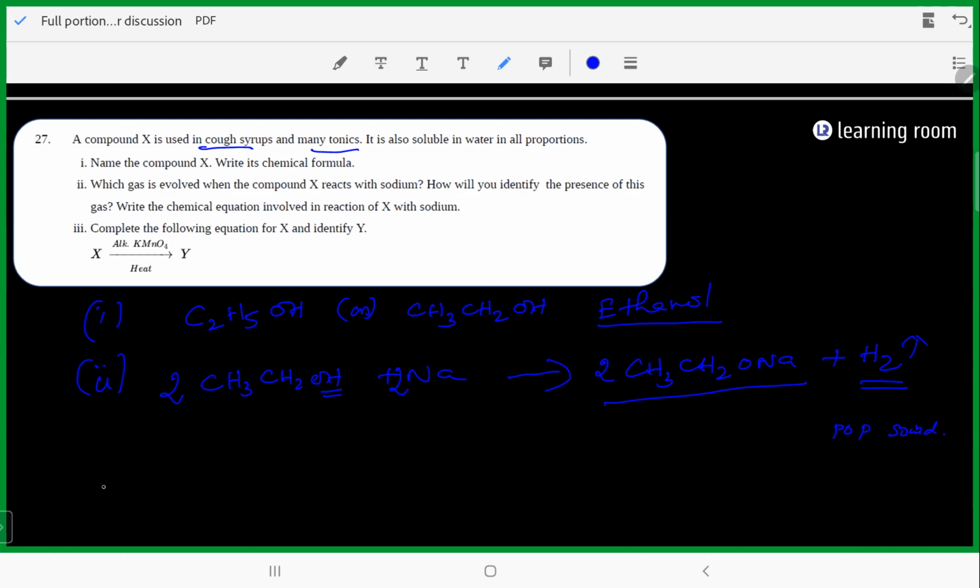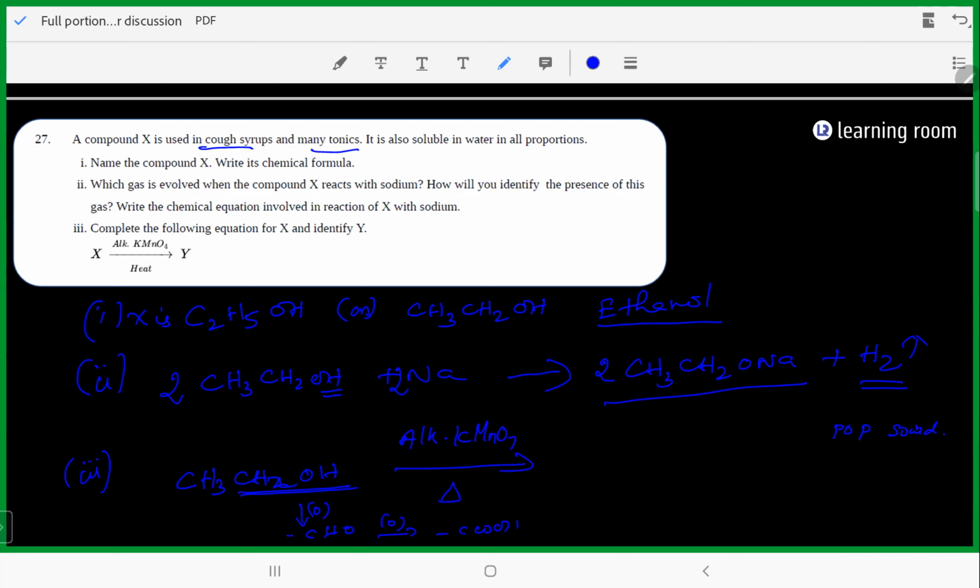And the third one, what is the third one? X, alkaline KMnO4 and heating. What is X? CH3CH2OH. When you are using alkaline KMnO4 and heating, this CH3CH2OH is converted into aldehyde. When you are heating, further oxidation takes place. When you are oxidizing alcohol, it is converted into aldehyde, and then this aldehyde is converted into acid.